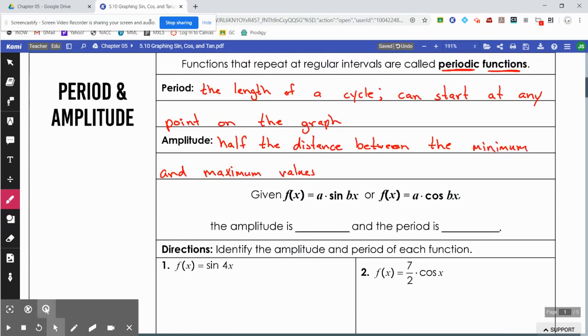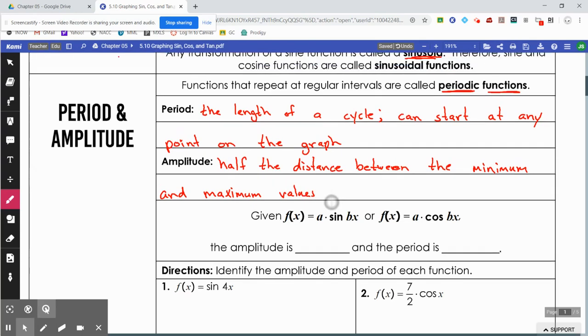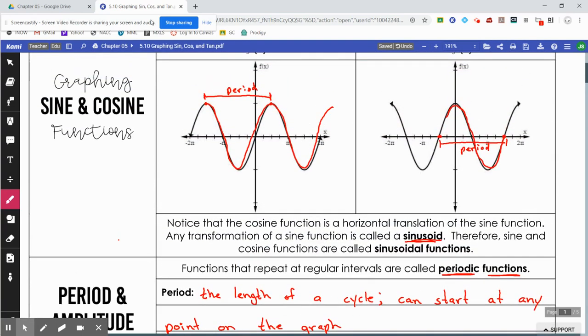Next up, the amplitude. The amplitude is half the distance between the minimum and maximum values. It's kind of like the height of a curve, or a wave. You could say it's the distance from the equilibrium, the center point, to the top. That would be the amplitude. I'm just going to put amp. Or the distance from the center down to the bottom. That's another amplitude there.